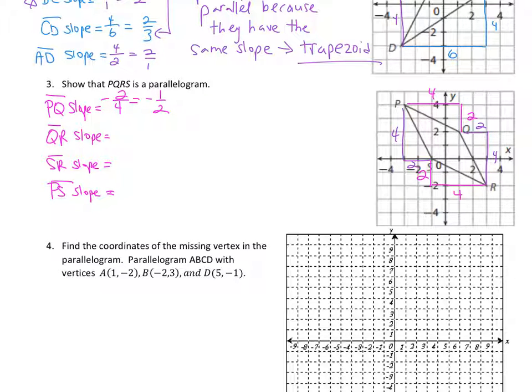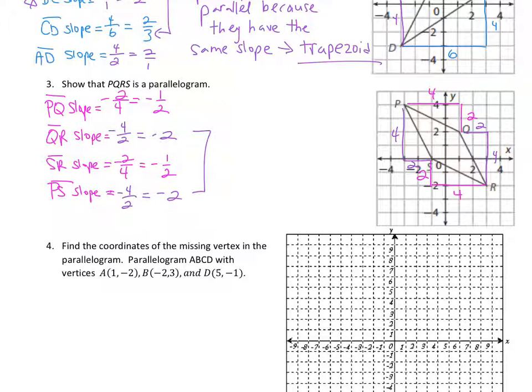For my side QR on the far right, the rise is 4, the run is 2, and it's also going downhill, so it'll be a -2. For the bottom side, the rise is 2, run is 4, and it is going downhill again, so it's -1/2. For the last side on the left, your rise is 4, run is 2, and it is going downhill, and our slope reduces down to a -2.